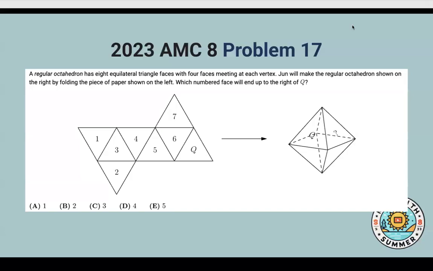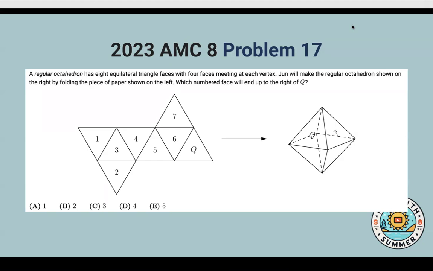Hi guys, this is 2023 AMC problem 17, and we have this problem that seems like a 3D geometry problem, but I think it's actually a spatial visualization problem where you just have to imagine how this 3D shape would look when it's fully constructed.